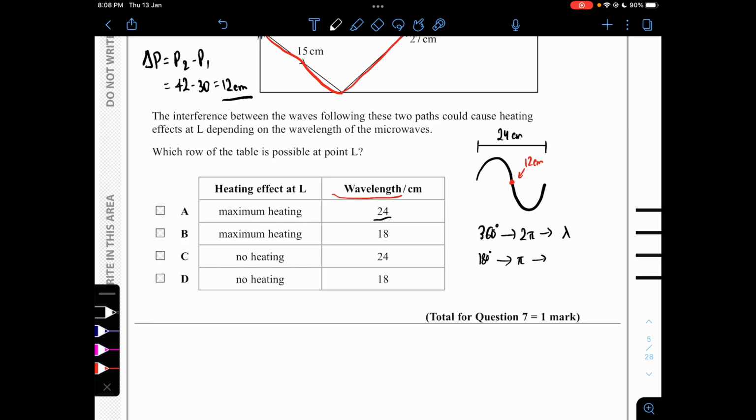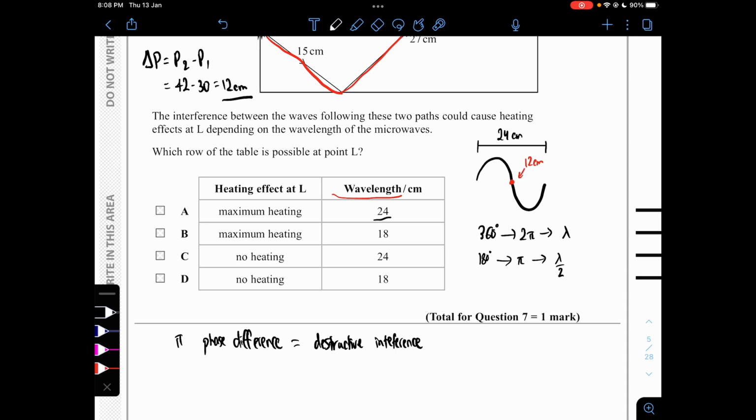Pi now would be lambda over 2. Alright? So in this case, this 12 centimeters is what? It is a pi phase difference. What does it mean if something is in pi phase difference? That means what? What can we say? That means this is destructive interference.